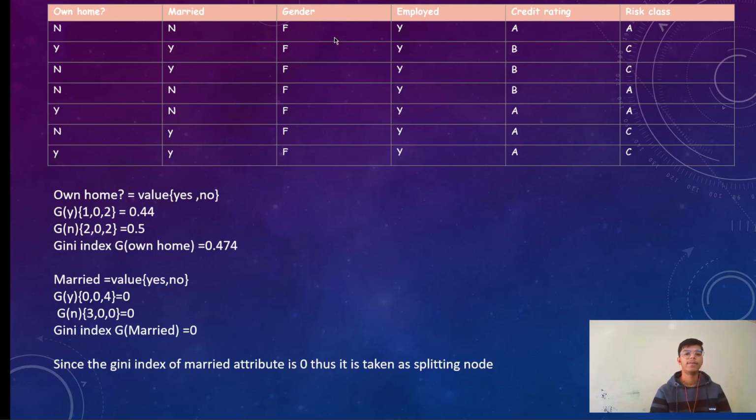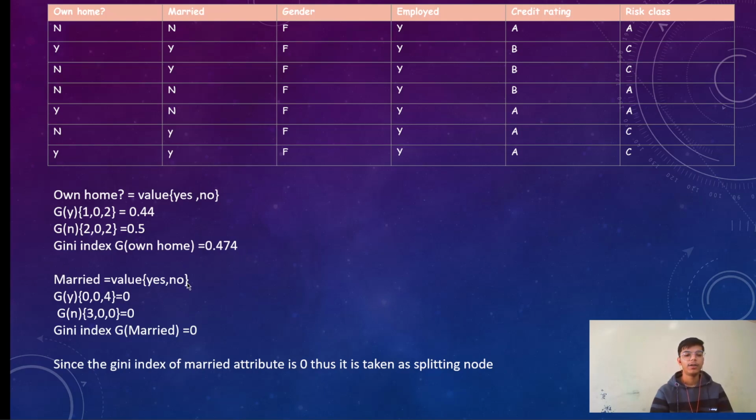Now, as we have done before, we will again create a subtable of that table, which will only have female as the entry in gender. Now we are going to calculate the Gini index of each attribute with respect to this table. First we are going to check the own home value. It has two values, yes and no. The value for yes is 0.44 and the Gini index value for no is 0.5. So the Gini index value for own home will be 0.474.